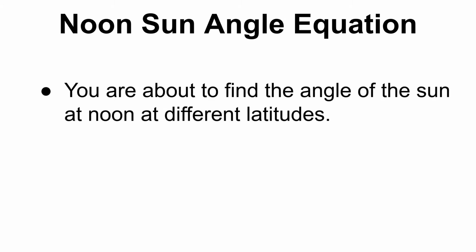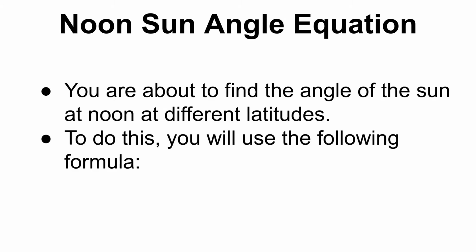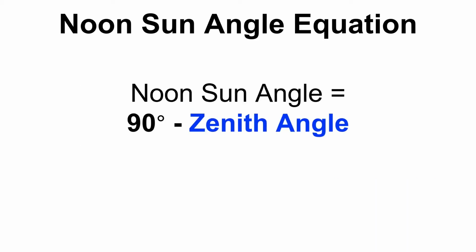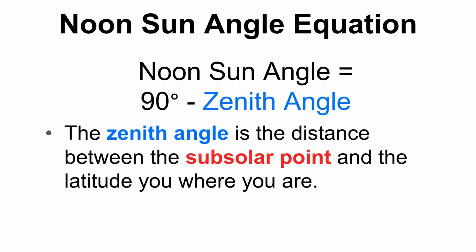So let's go through this. We're about to find the angle of the sun at noon at different latitudes. You will use the following formula. The noon sun angle, which I'll abbreviate NSA, equals 90 degrees minus the zenith angle. The zenith angle is the distance, in degrees, between the subsolar point and your latitude. So the zenith angle is just the number of degrees between 2 locations.